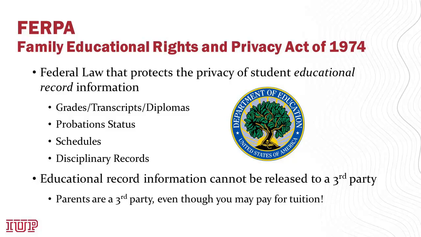For example, if a parent would call our office looking for their child who is to be in class and want to know the building and time of the class, we could not release this information according to federal law. However, don't panic though. This is why I am here today to tell you about what IUP has developed to be compliant with federal law, but still provide parents and family members with the information they need while empowering students as they transition to adulthood.